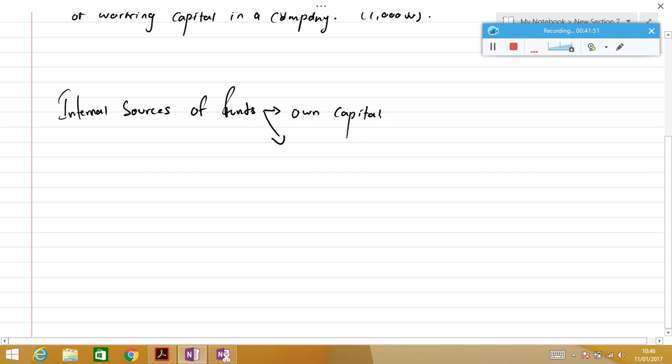Shareholders is not internal. You are selling shares and bringing the shareholders in, right? That is external. What is internal?